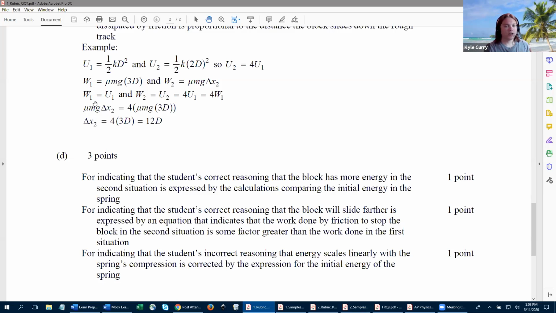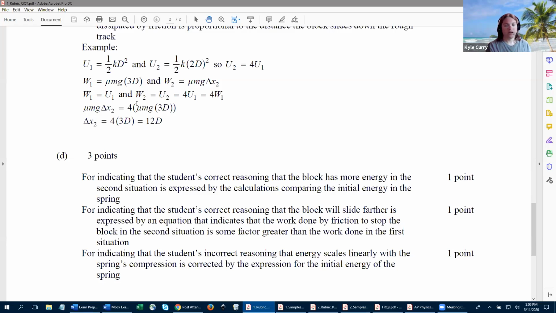Essentially, if the test taker can take this step right here and connect that in with the fact that that block is going to travel farther in the new case versus the old case, if this step is identified and that connection is made, we're golden. We get that second point.